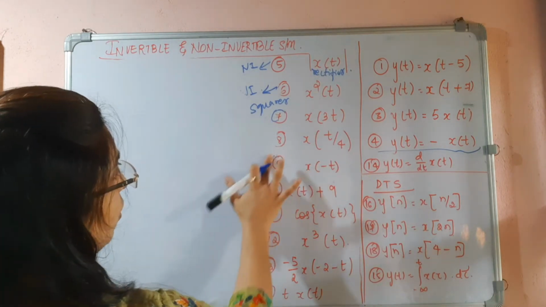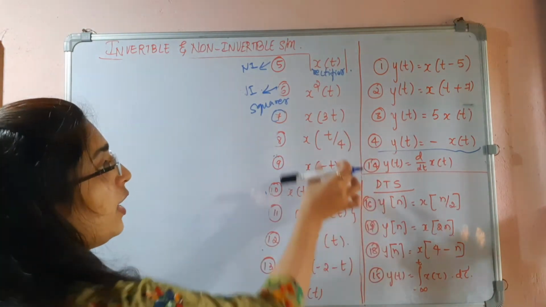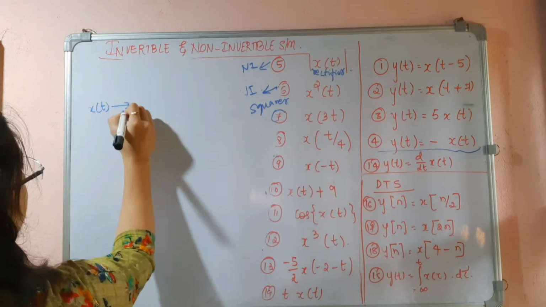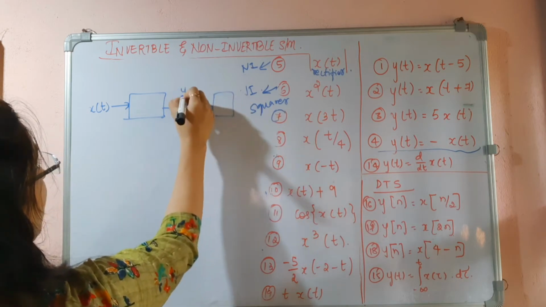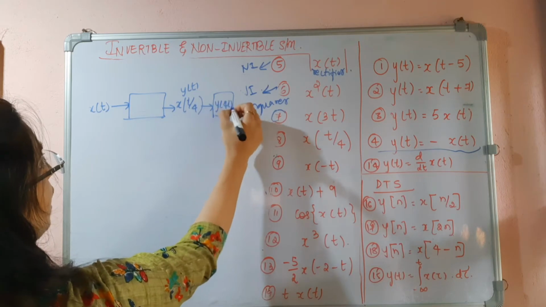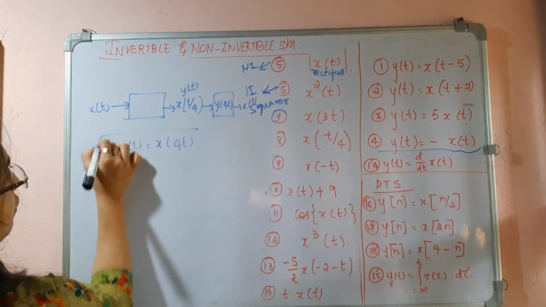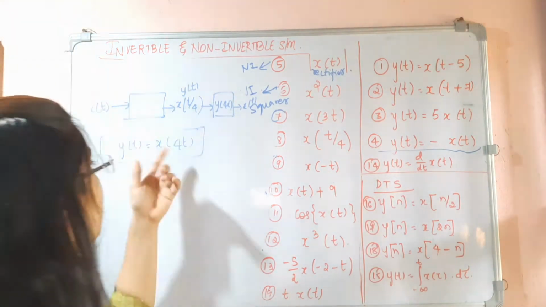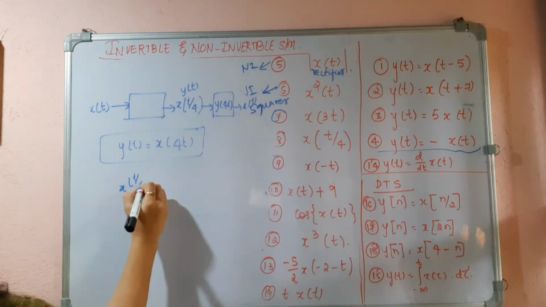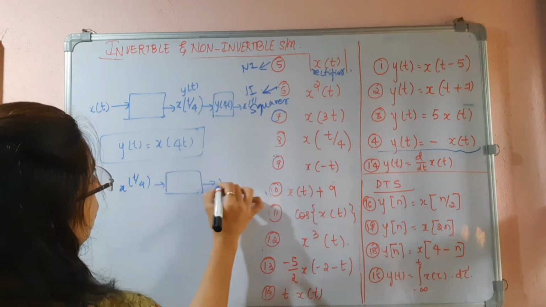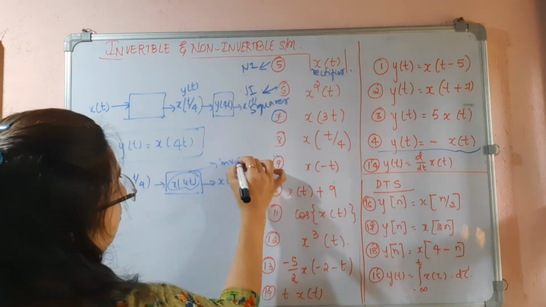Next, x of t by 4. This will also produce distinct outputs. Following the same procedure, what will be the inverse system? This is producing x of t by 4. To get x of t back, y of 4t will give you x of t. That means y of t equal to x of 4t will be your inverse system. Considered separately, this is the input to the particular system, and to get the output you have to replace t by 4t. So this is your inverse system.